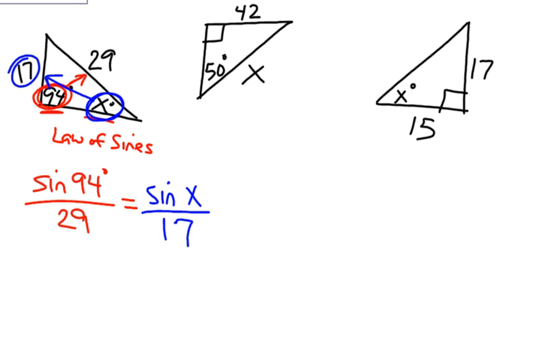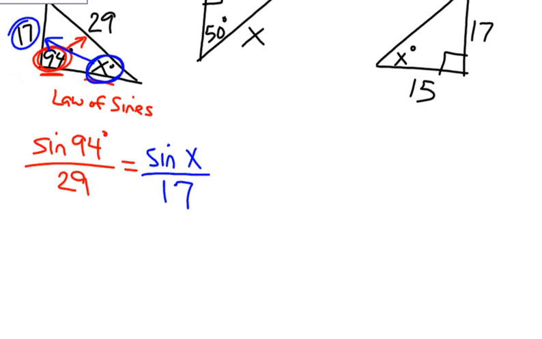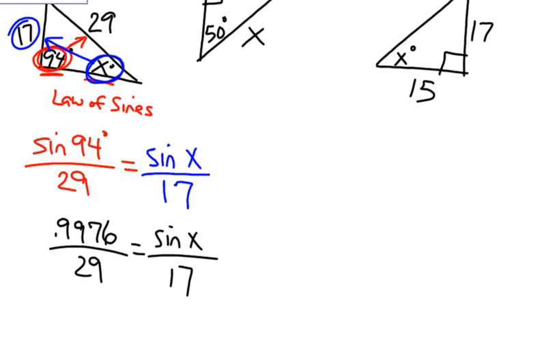Now, just like the other ones, I'm going to convert. So I type in sine 94 on my calculator and get 0.9976. And now I'm going to cross multiply and divide. So I'm going to go 17 times 0.9976 divided by 29.